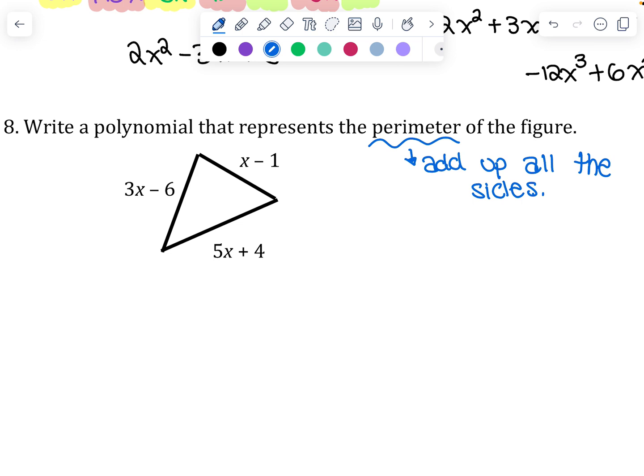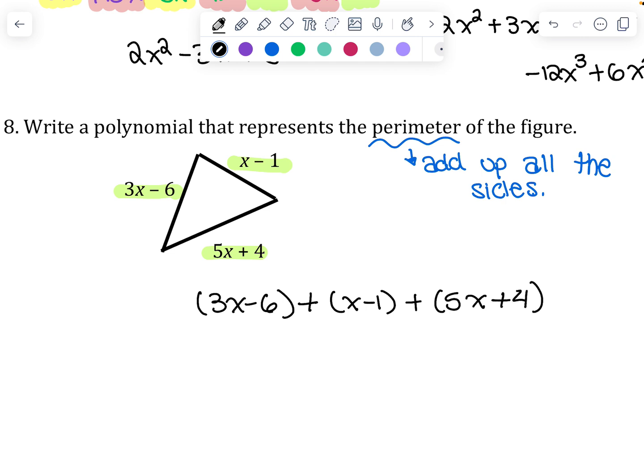My first side that I see personally is 3x minus 6. So I'm going to take 3x minus 6, and I'm going to add the other sides I see, which is 5x plus 4, and then add x minus 1. Again, I like to put them in parentheses just to keep them safe, just in case it asks me to do anything else. But because there's addition signs in between each of my parentheses, I can take out what's in parentheses as is, and I don't have to distribute anything. And then once I do that, just combine like terms.